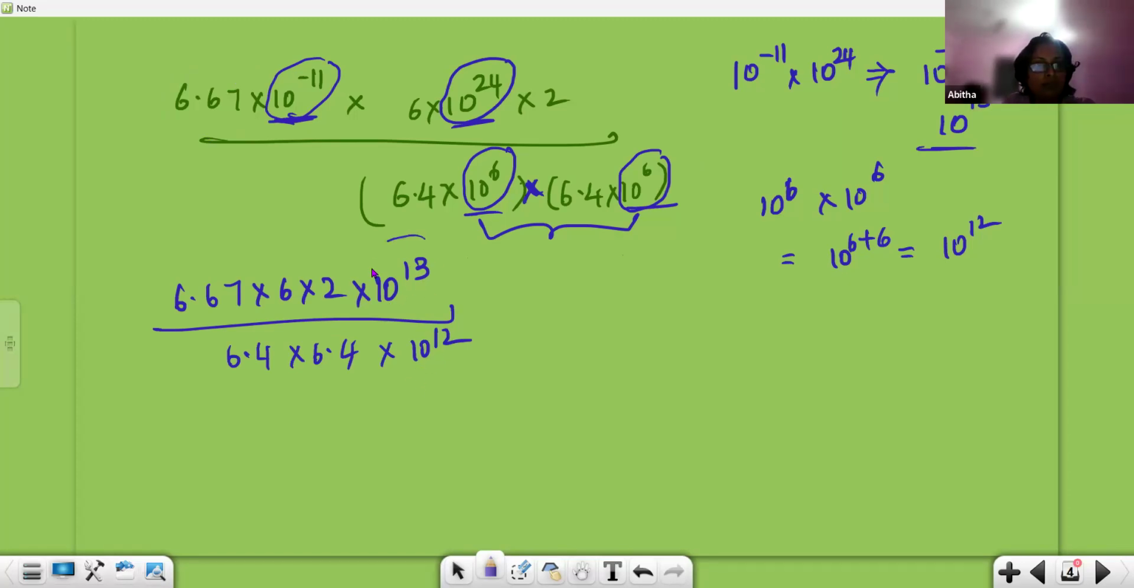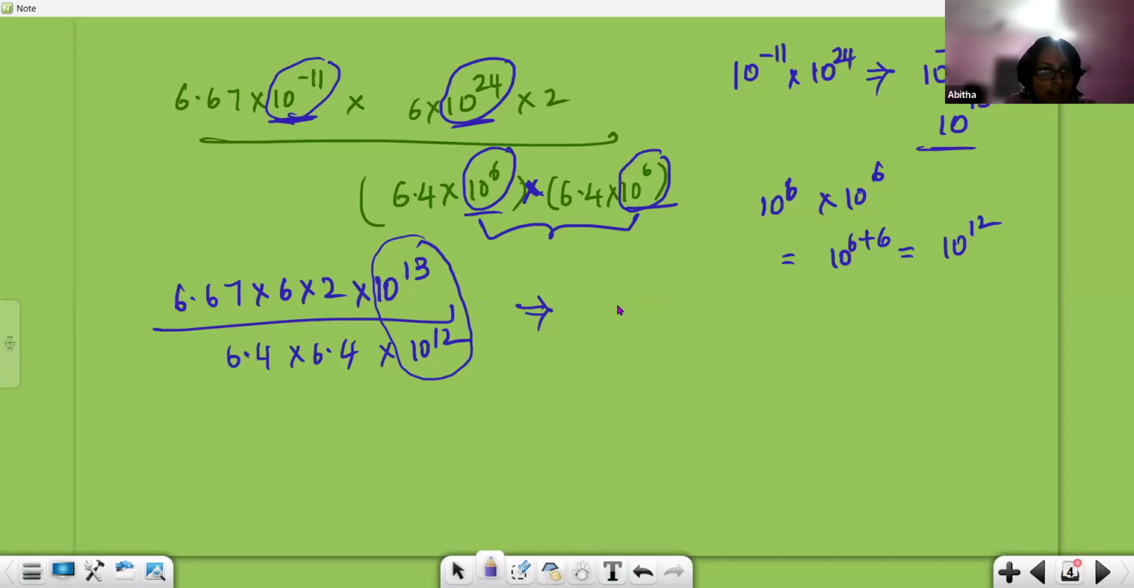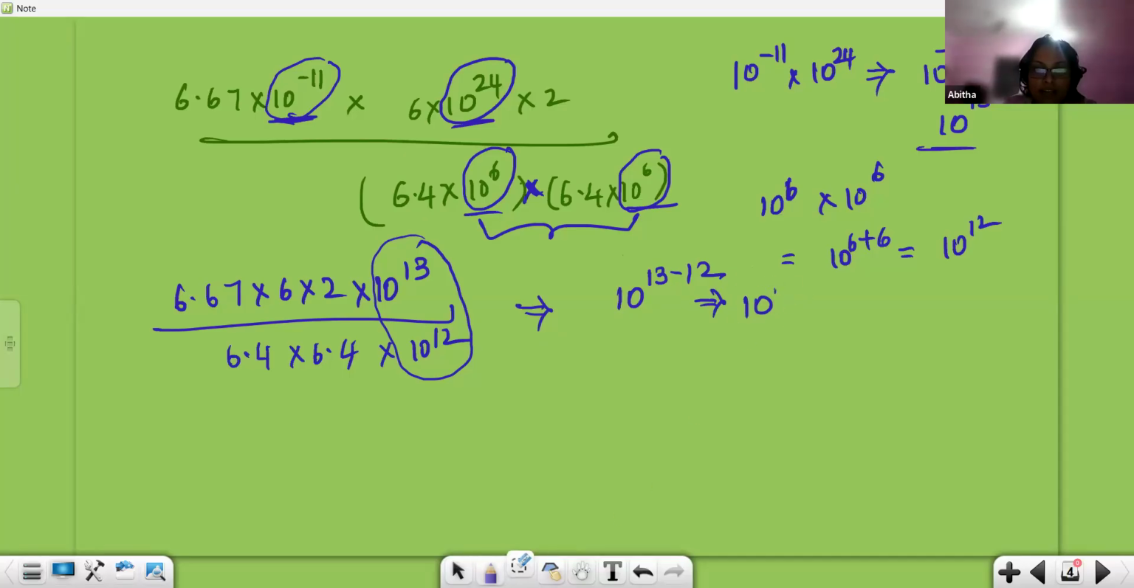Okay. Now one is in the numerator and one is in the denominator. How do we have to do it? When one is in the denominator and one is in the numerator, I have to subtract the powers. 10 to the power of 13 minus 12. Perfect. Which gives you 10 to the power of 1, which gives me 10 only. Very good, Srivatsa, it is 10.